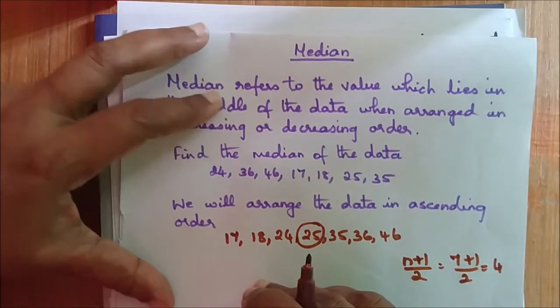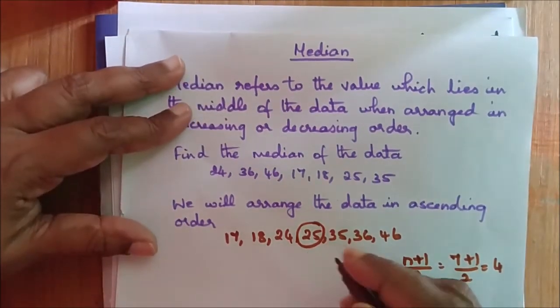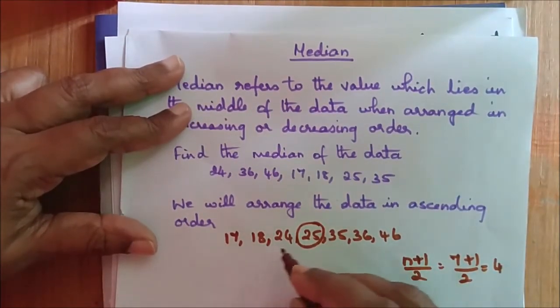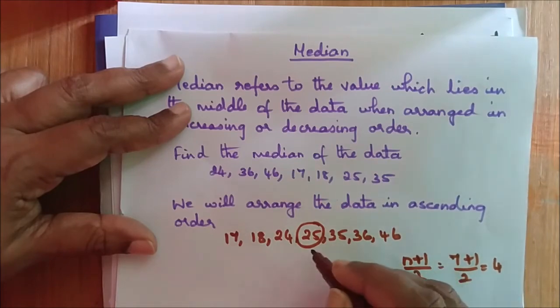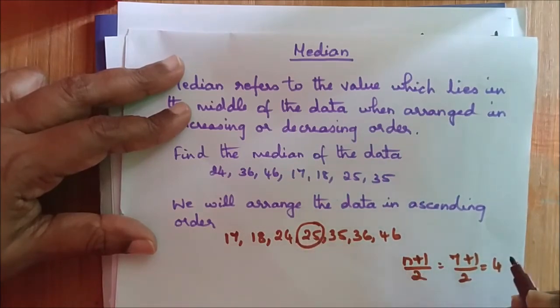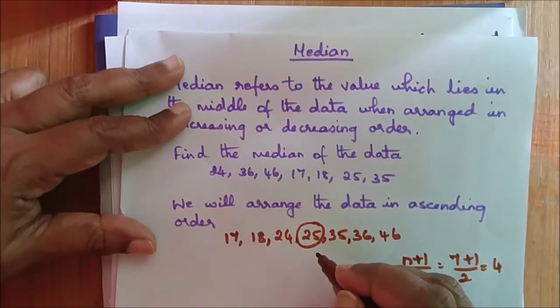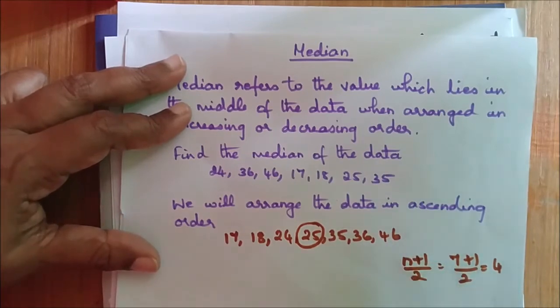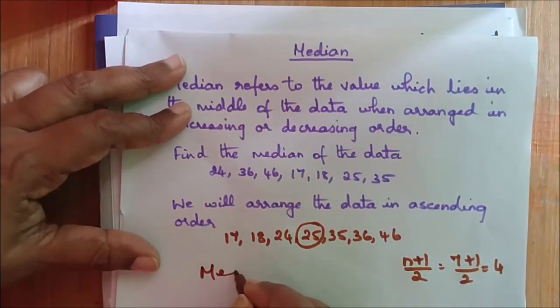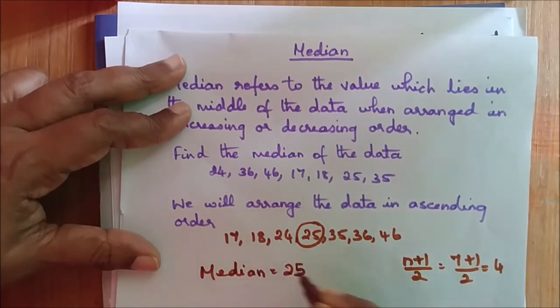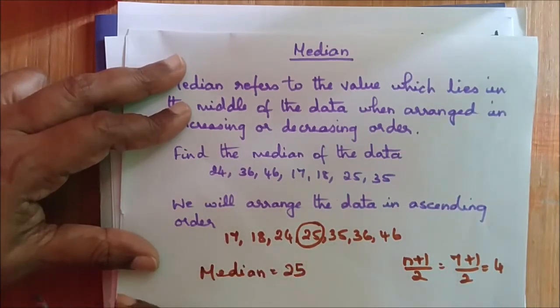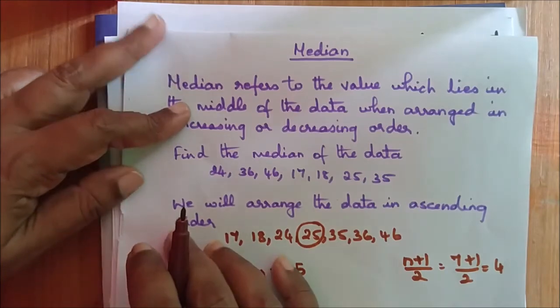4 is not the median value itself. When you arrange the data in ascending order, the fourth value will give you the median of the set of values. So what is the value of median? Median is 25. I hope you understood the difference between mode and median.